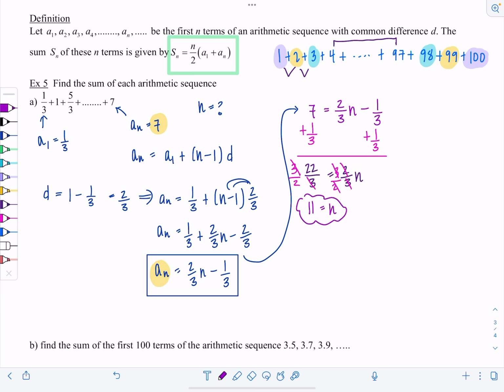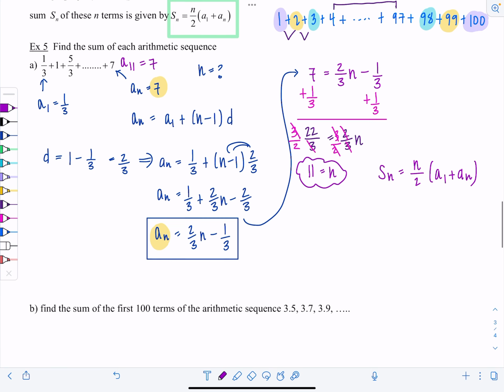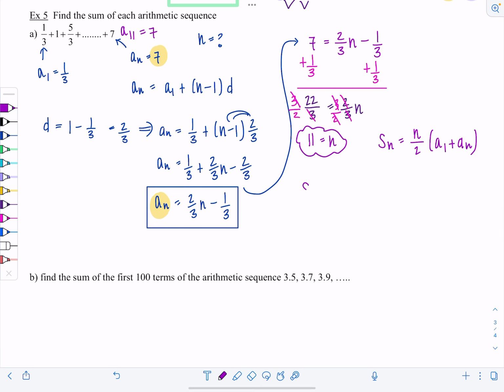So what does that mean? That means this is the 11th term. This is actually a 11, which is equal to 7. Woohoo! So n is 11. Now we're ready to roll. Let me write out the formula for summing up the terms of an arithmetic sequence. Sn equals n divided by 2 times a1 plus an. So now I know n is 11. So S sub 11 equals 11/2 times a1. A1 is the first term, 1/3, plus an, which is 7.